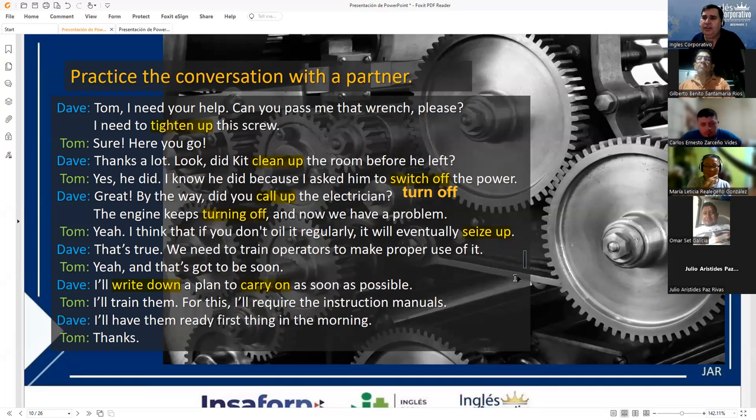Seize up. Teacher, what is seize up? When some pieces that have to be moving stop moving, because no proper oiling has happened. People stop oiling those parts. So those parts got blocked and didn't continue moving. So that is seize up. Okay. Seize up, es como trabarse o algo así. Yes, como trabarse. Eventualmente se traba o algo así.